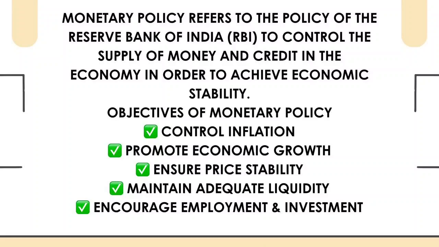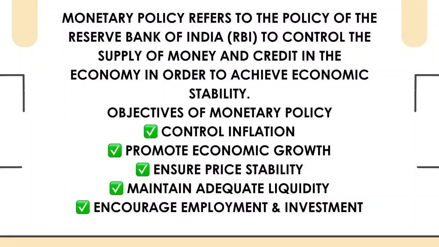Now let's understand its objectives. First objective is control inflation. If prices are rising too quickly, the RBI may take steps to reduce excessive borrowing and spending. The aim is to prevent inflation from becoming too high. Second one is promote economic growth. During periods of slow economic activity, RBI may encourage banks to lend more. More loans can support businesses, investment, and production.